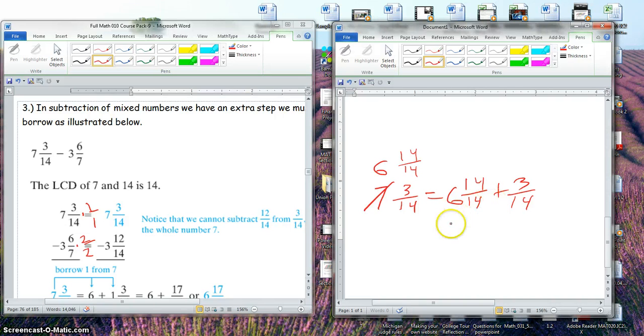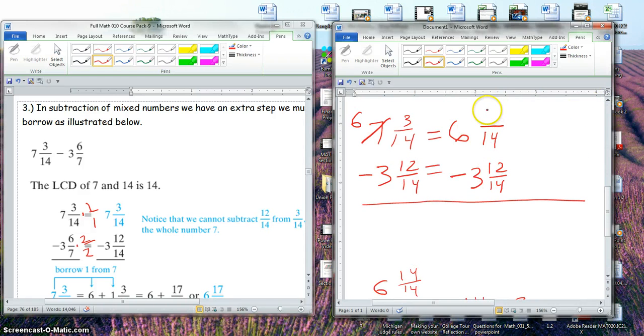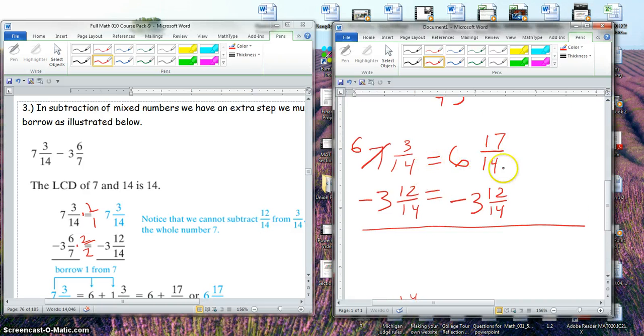So we really didn't change the problem. We would have our 6, and we would just add the fractions. 14 over 14 plus 3 over 14 is 17 over 14. Now we go back up here. This gives us 6 and 17 over 14, which we did below. Now we combine like terms. We take 17 over 14 minus 12 over 14, which gives you 5 over 14, and 6 minus 3 is 3. So your answer here is 3 5/14.